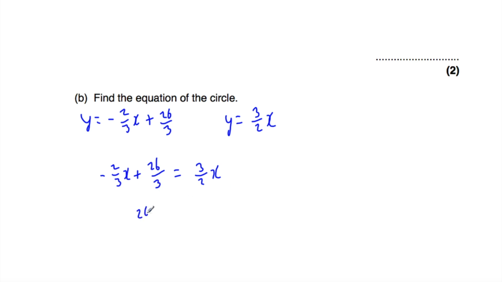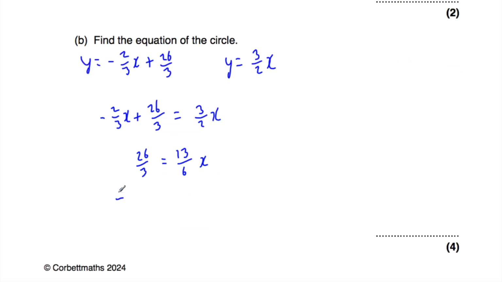So the left-hand side will be 26 over 3. And the right-hand side, we've got 3/2 x, and we're adding 2/3 x. So if we just do on our calculator 3/2 plus 2/3, that's equal to 13/6 x. So we've now got 26 thirds equals 13/6 x. We want the x on its own, so we want to get rid of this multiplied by 13/6. So let's divide both sides of the equation by 13/6, and I'm just going to do this on the calculator.